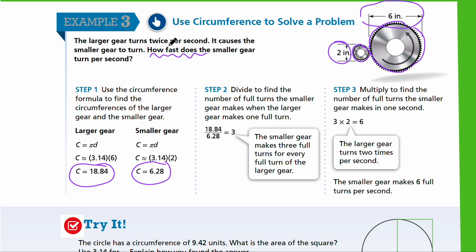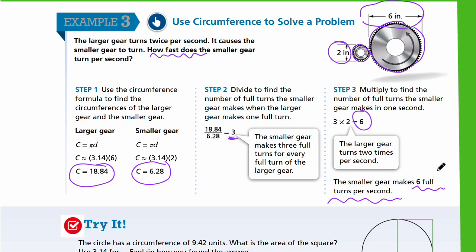So the larger gear turns twice per second. And so in 1 second, the larger gear turns once and twice. But then every time it turns once, the smaller gear turns 3 times as fast, right? So how many turns is it going to turn in 1 second? Because the larger one turns 2 times, you just multiply that by 3, you get 6. It's going to turn 6 times in 1 second, right? So the smaller gear makes 6 full turns per second.